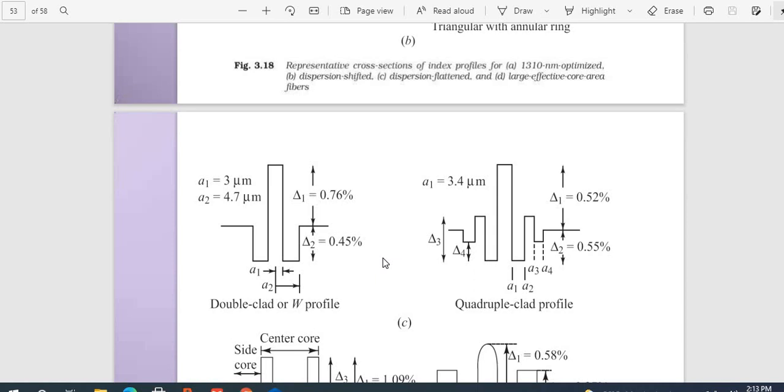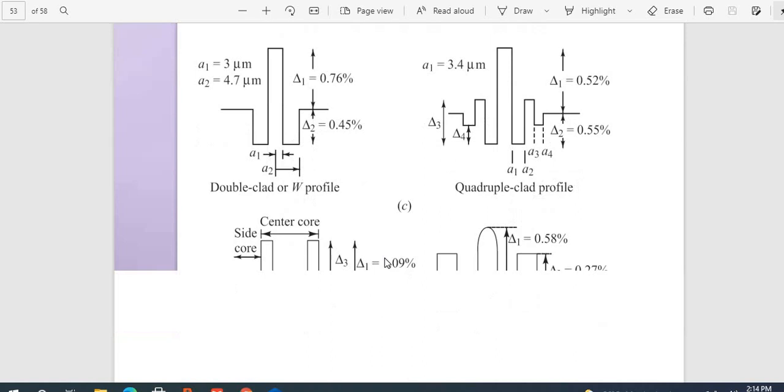This is for double clad or W profile. When we have a double cladding and the core is 1, we will get this. If you have a quadruple, meaning 4 parts, if you are dividing the cladding into 4 parts, the profile will be generated in this way. These are the constant parameters: delta 1, delta 2, delta 3, delta 4. These are the 4 parts into which we are dividing, quadruple we can say.